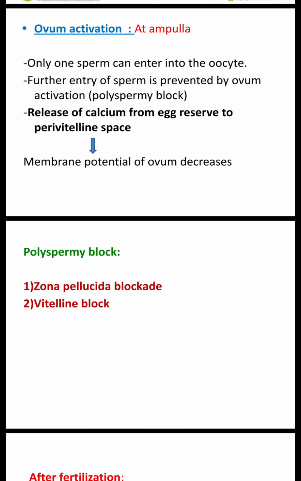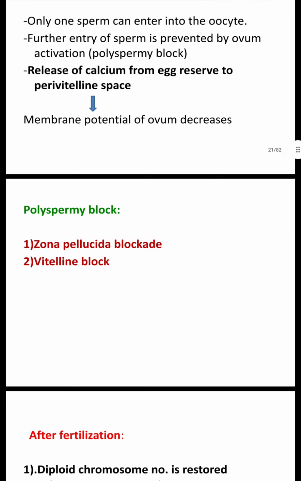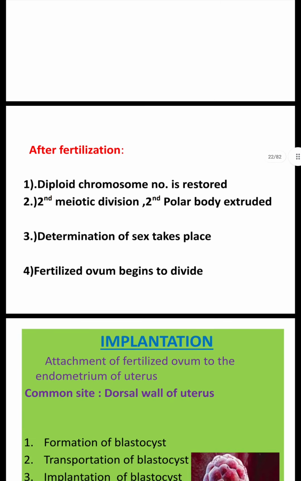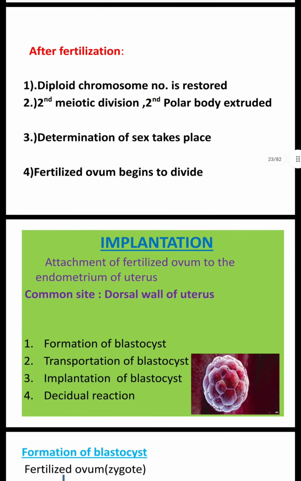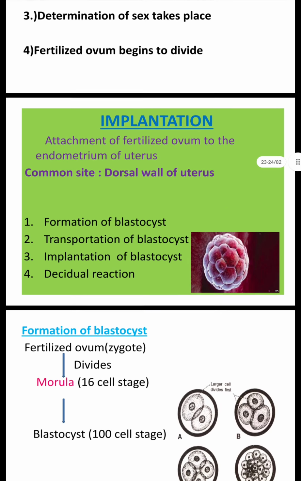So how is polyspermy blocked, that is, entry of more than one sperm? That is by blocking the zona pellucida and by blocking the vitelline membrane. After fertilization, the diploid chromosome number is restored. The second meiotic division will happen and the second polar body will be extruded. At this point, determination of sex takes place. The fertilized ovum begins to divide.